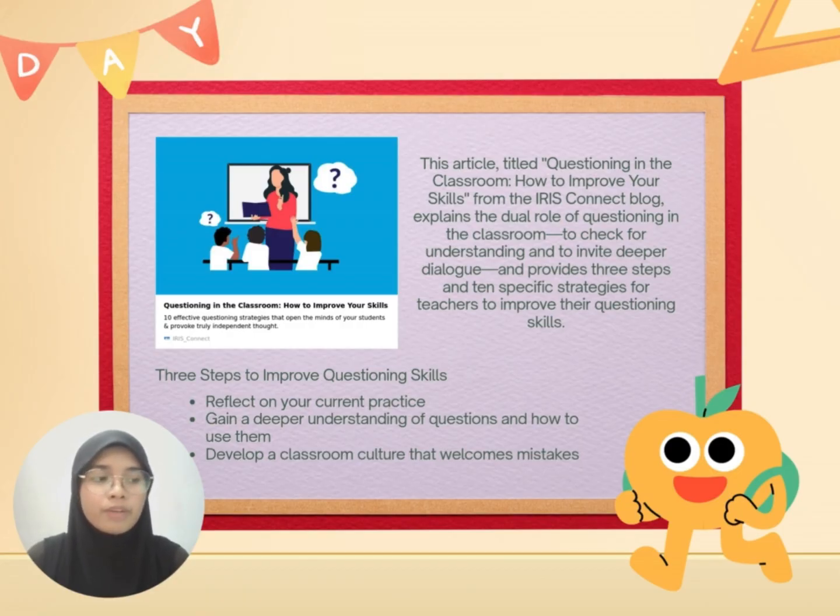The third one is to develop a classroom culture that welcomes all mistakes. This can create an environment where students do not have to worry and will be more confident about how their answer will be received, because they view their mistakes as opportunities for further learning.